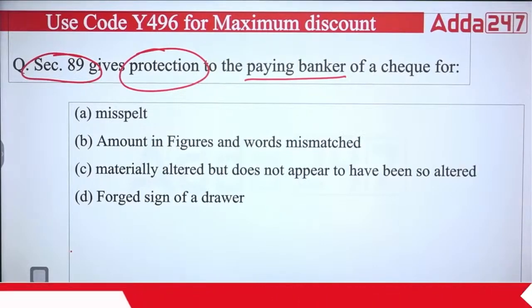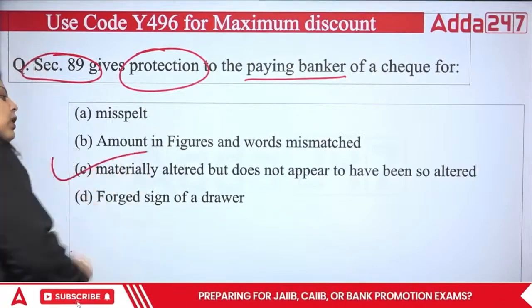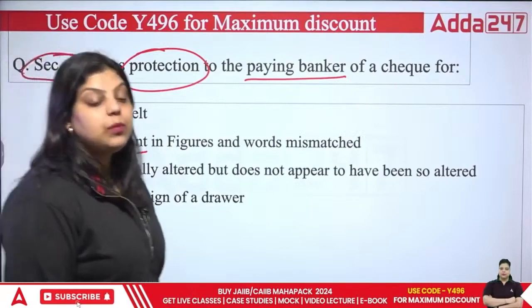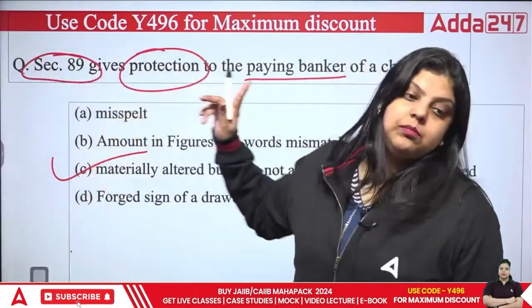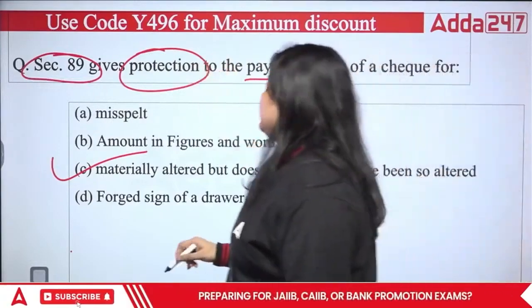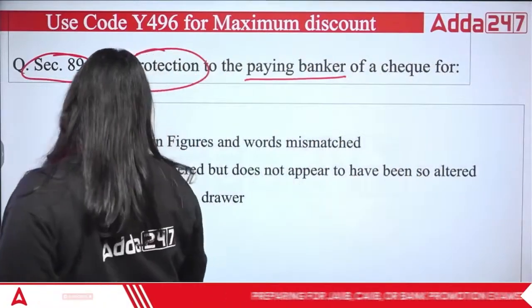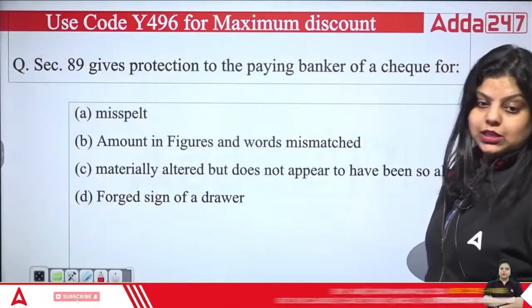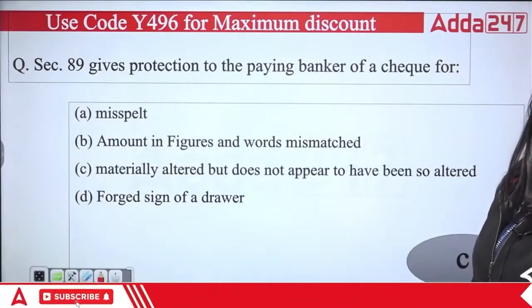Okay, so it will be C, that it is materially altered but does not appear to have been altered. In this case only the protection will be given to the paying banker under section 89. Okay, so acha, if we talk about the amount being different in words and figures, in that situation the check will be dishonored, the payment will not be made.